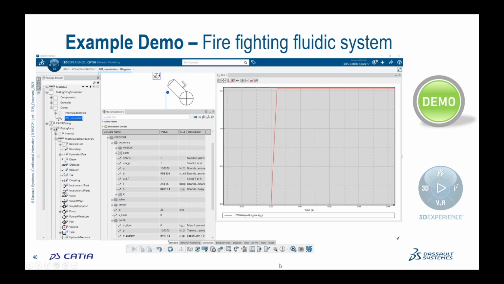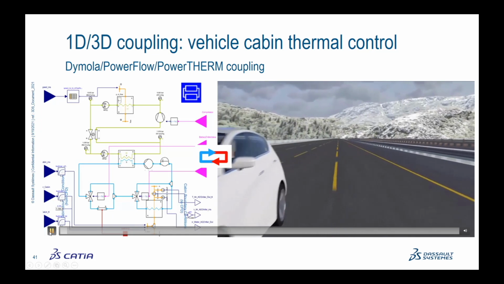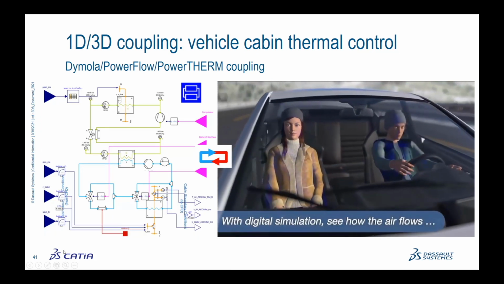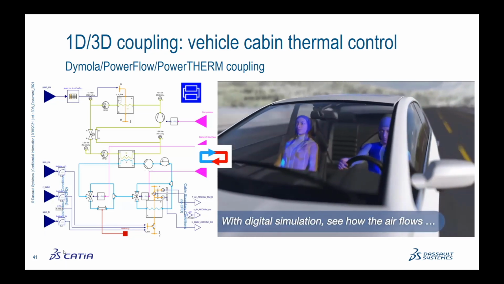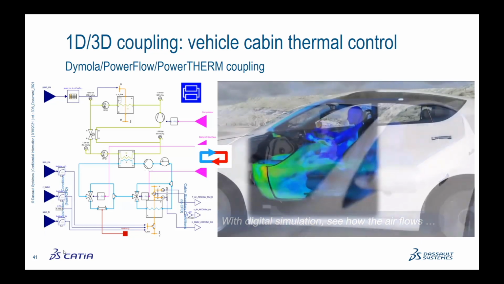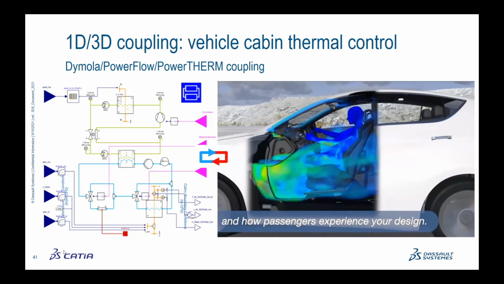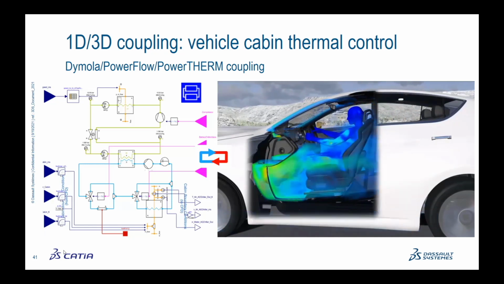This second demonstration is about vehicle cabin thermal control application. A detailed 3D model of the cabin is used to accurately capture complex fluid thermal interactions. The PowerFLOW solver resolves the convection effects. This is coupled with the thermal solver, PowerTHERM, which resolves the conduction and radiation behavior inside the cabin.